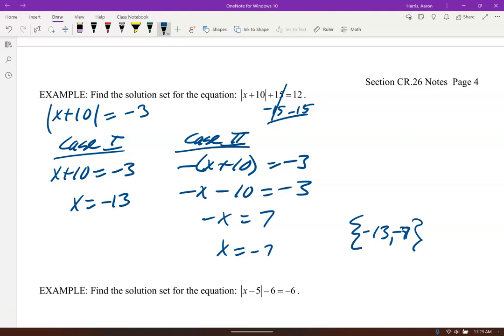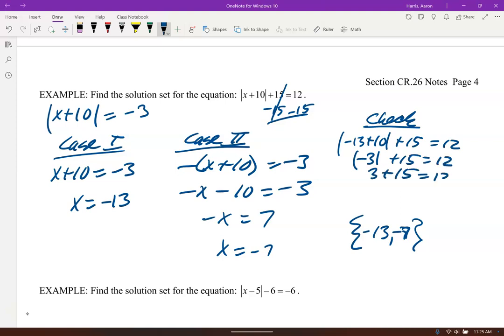Now, in all reality, let me pause it right here and have you think about this. What is wrong with this solution? Does anyone see anything wrong with this before I even check my answers? I kind of wanted to point out here that if I'd run through everything and got to the end, if I hadn't checked this, like if I throw negative 13 into the original, I have the absolute value of negative 3 plus 15 equals 12. 3 plus 15 does not equal 12. That doesn't work. And if you throw in the negative 7, you'll see that that doesn't work either.